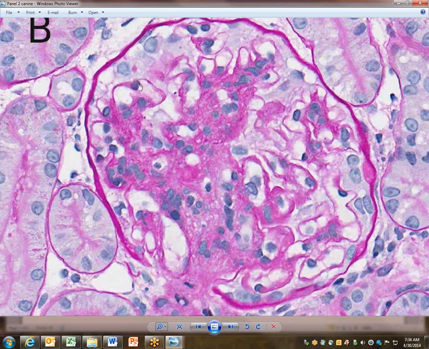So, for instance, out here, these are changes just in the mesangium. It has not solidified this entire lobule. That's the point, I think, right? Yeah.